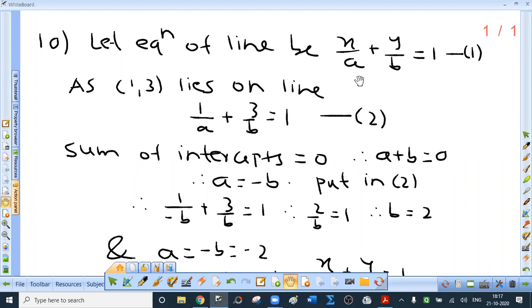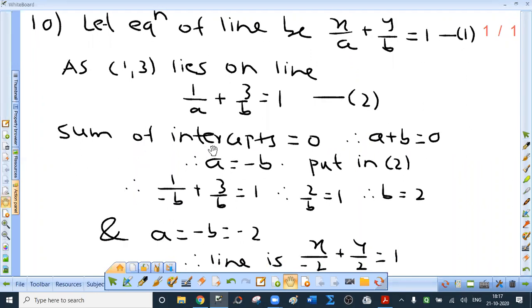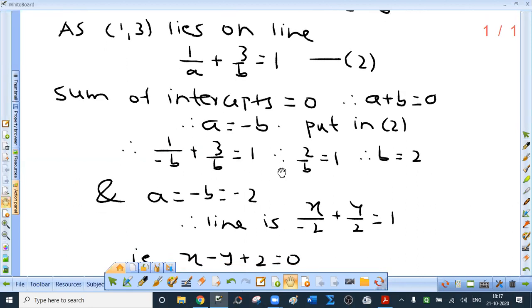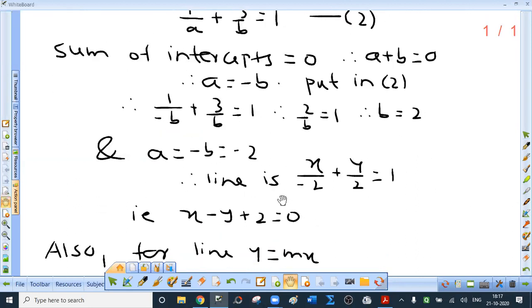But note that when I say the line is x upon a plus y upon b equal to 1, a and b are not equal to 0. But in this particular sum, a can be equal to b equal to 0, and therefore we will consider that case separately. So (1, 3) lies on the line, so the coordinates satisfy the equation. The sum of the intercepts a plus b is 0. So what is a? a equals minus b. Put this in the above to get b equal to 2. So a is minus 2. So this is the line.